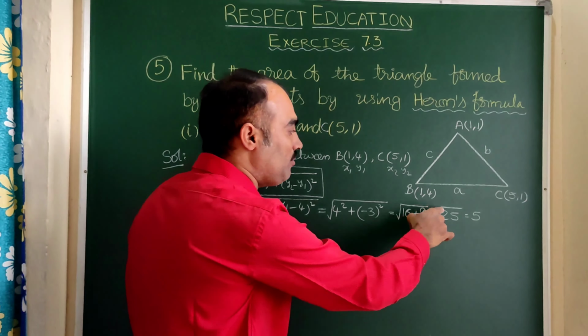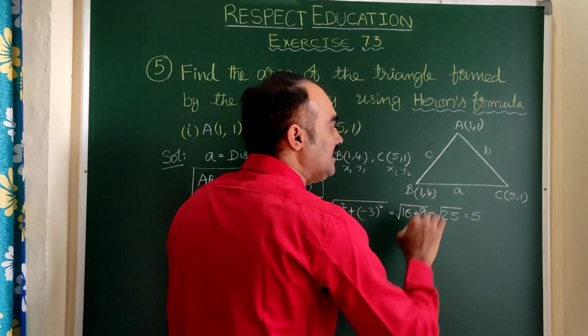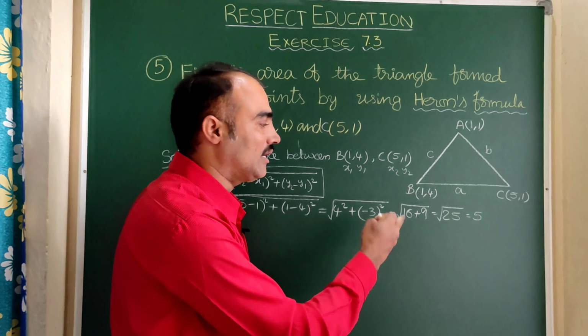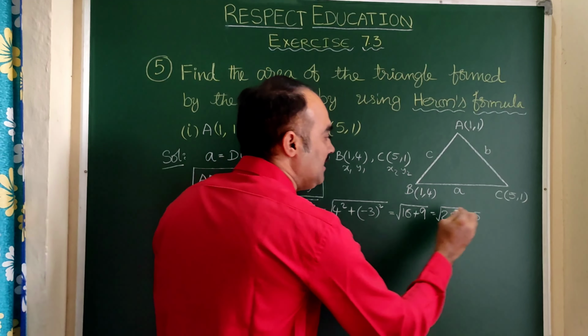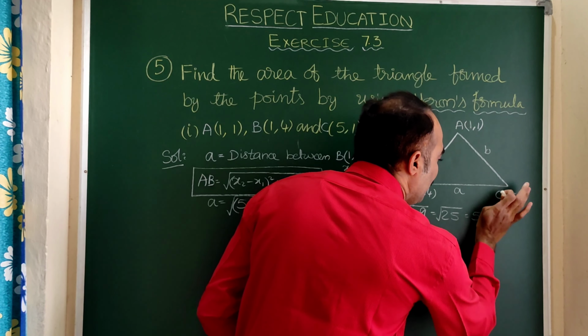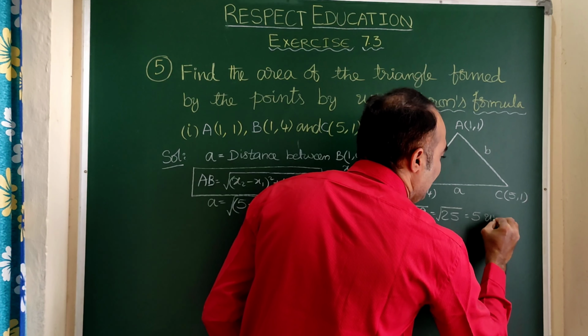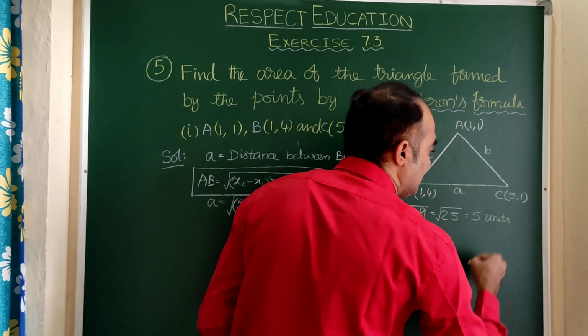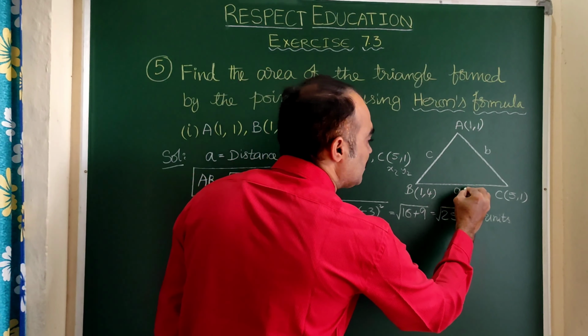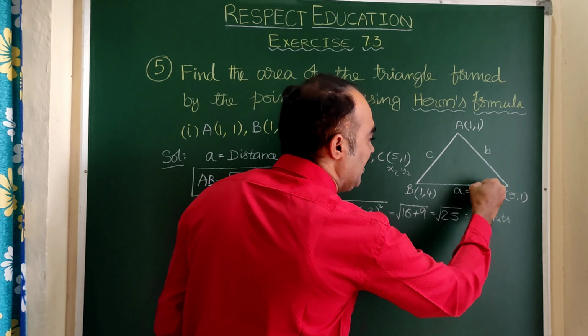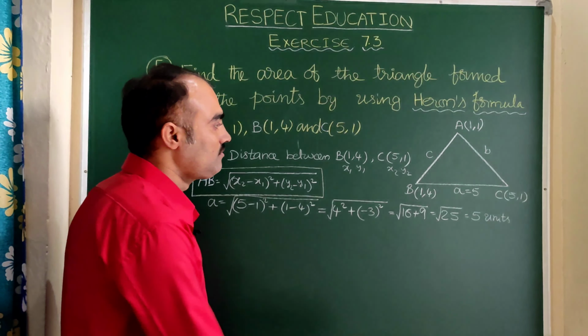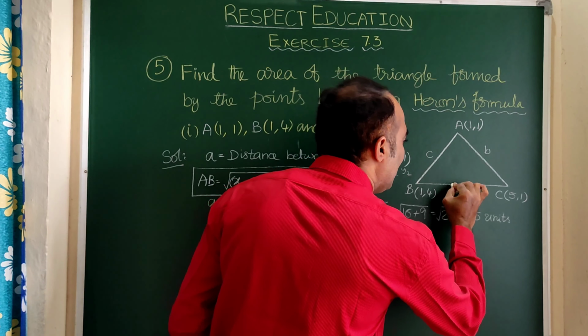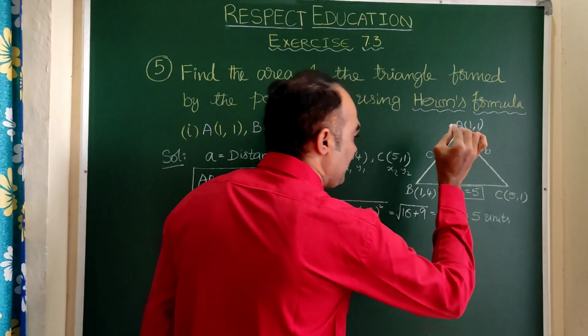In fact, it is plus or minus 5. As it is distance, we can omit the negative 5. So finally here A is equal to 5 units. Let us note down this value here. So A is equal to 5. We got the value of A.